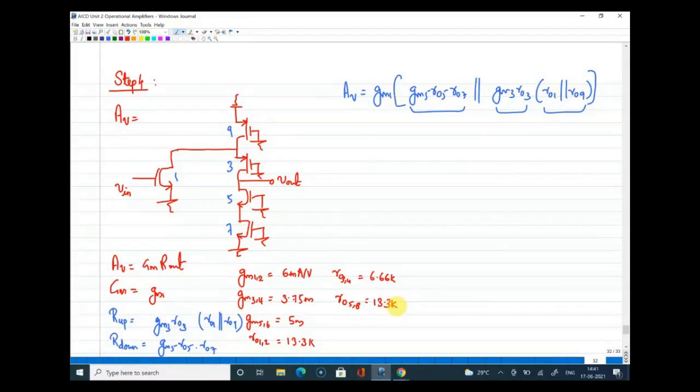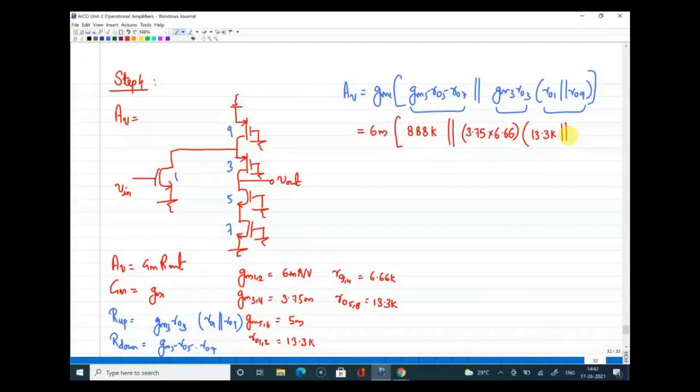Okay, so let me write the values here. It is 6 milli into gm5 r05 r07. If you look at the combination, you will get this as 888 kilo. You can verify this in parallel to gm3 r03, which is around 3.75 milli into 6.66 K. So that milli and kilo will get cancelled. And r01 parallel to r09. I'm just writing the values directly here. r01 is 13.3 K and r09.